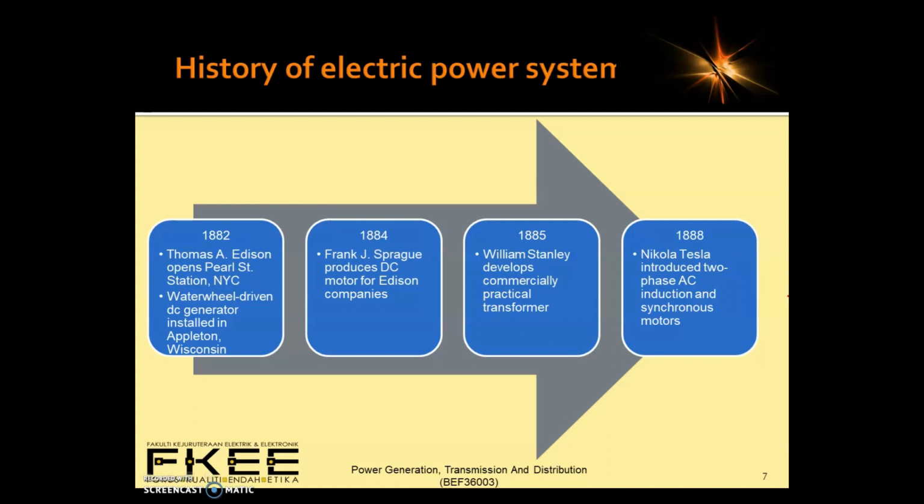He developed the waterway-driven DC generator installed in Appleton, Wisconsin. Okay, and then in 1884, Frank J. Sprague produced a DC motor for Edison companies, and then in 1885, William Stanley developed commercially practical transformers, and in 1888, Nikola Tesla introduced two-phase AC induction and synchronous motors. Okay, this is the history of how the electric power system started.